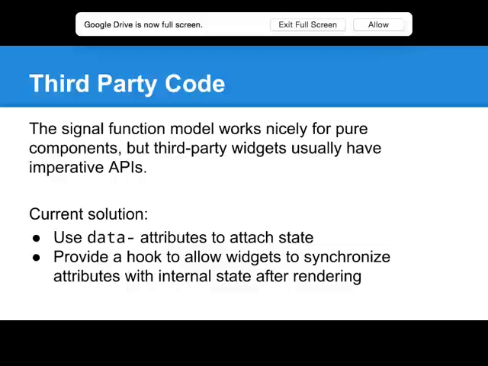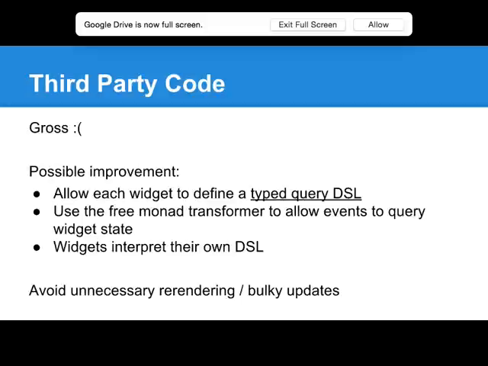So the current solution, which I'm not particularly happy with, that needs revising, is we basically annotate. We use data attributes to attach state to particular divs or elements, and then we provide a hook that allows the developer to go in after every render, after every time the signal function is hit, and make sure that the data attributes got synced with the ACE component or whatever third-party component is being used. So not particularly pleasant, but there's an idea for ways in which we could improve this.